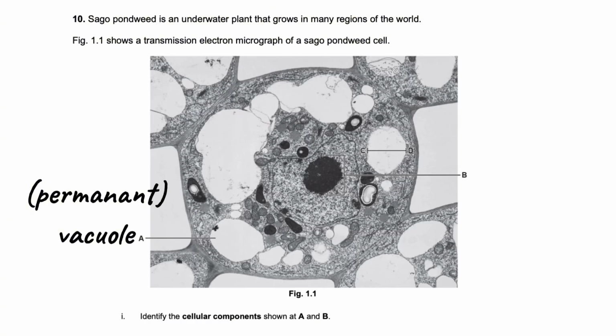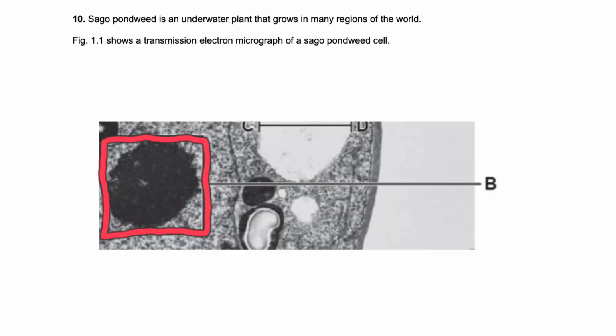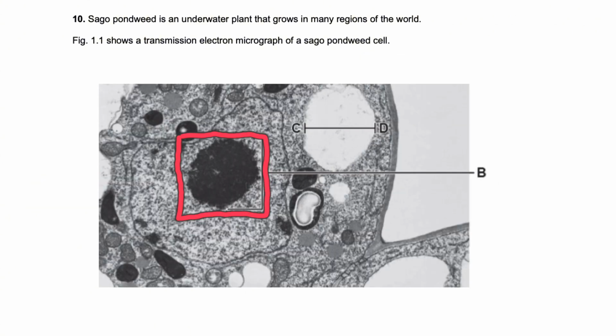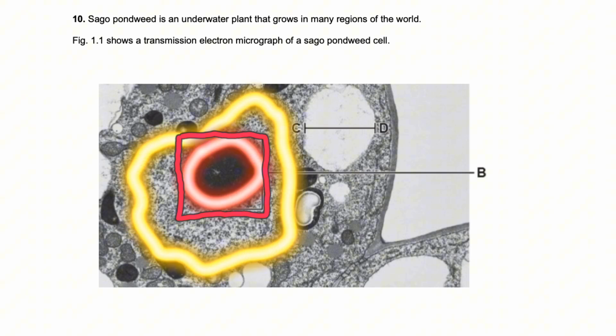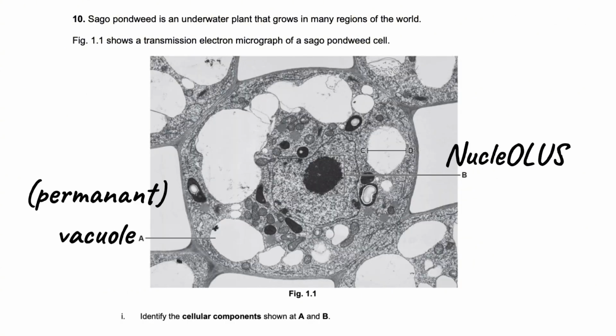B is pointing at the inside of this area of the cell. You might be tempted to say the nucleus because it's a circular shape that appears in the middle of the cell. However, you should notice that it's inside the nucleus, so we can say that this is the nucleolus. Make sure to pay attention to where it's located and what's around it so you can come to a proper conclusion for your answer.